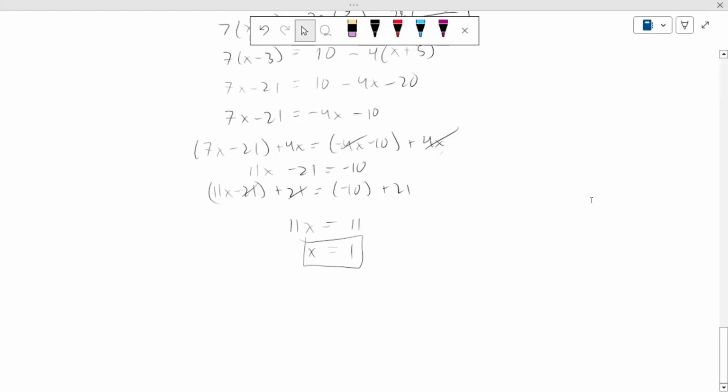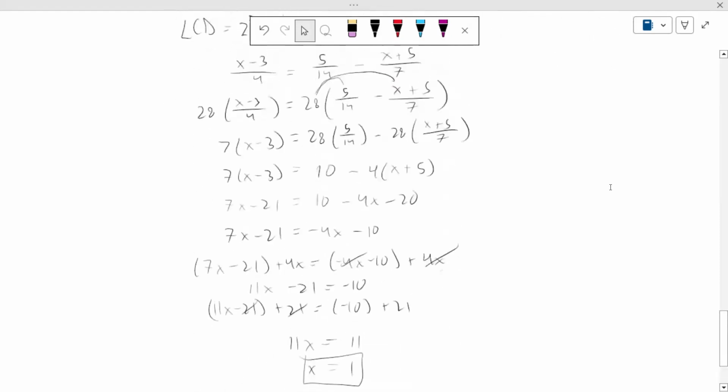Any questions on that? Any questions on that at all? Okay. Now we could check it if we want to, right? We could plug in x equals 1, and it does tell us to check it. So let's do it, okay? Hold on, let me pause and make sure that everybody's written this down, and then we'll check it.